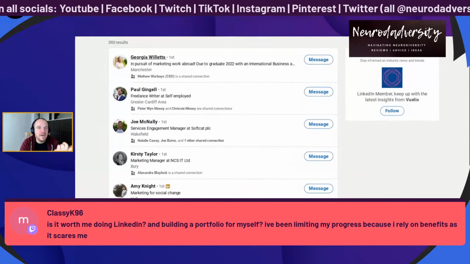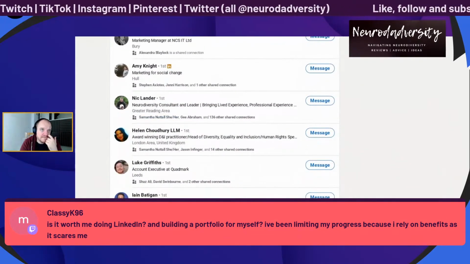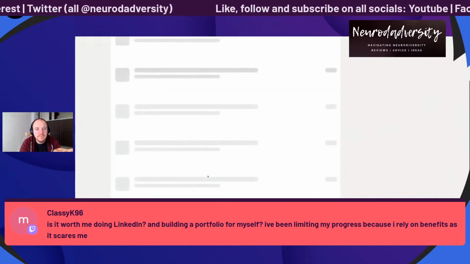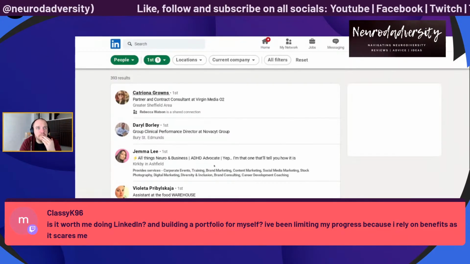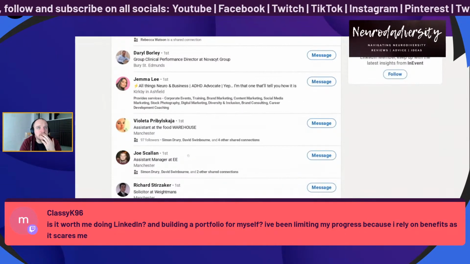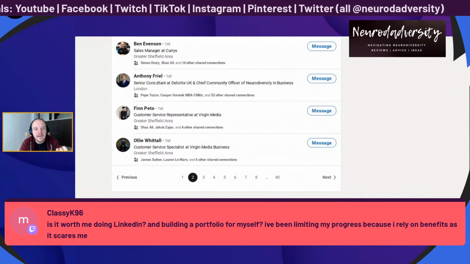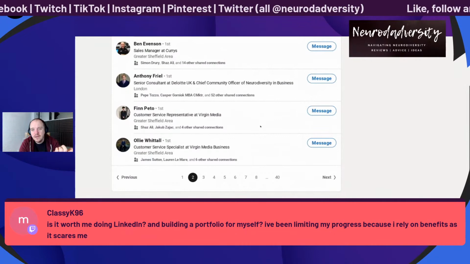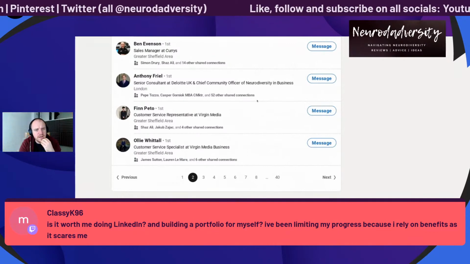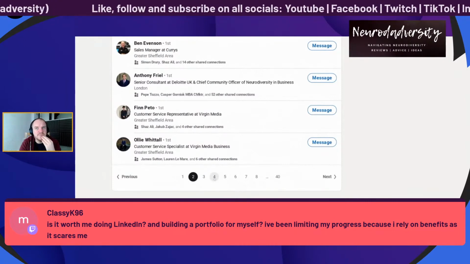So some of these people I know in real life, but some of them I ain't got a clue who they are. Consultant leader. But you never know who you're going to come across and network with. There's Gemma Lee, real Gemma Lee. This guy's really high up at Deloitte, Anthony Friel. I got in a chat with him about something to do with neurodiversity. Like I say, you get all sorts of people on there.